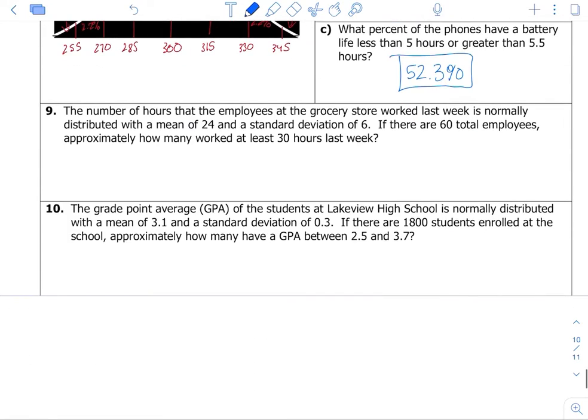So the number of hours that the employees at the grocery store worked at least is normally distributed with a mean of 24. So a mean value of 24 and a standard deviation of 6. If there are 60 total employees, approximately how many worked at least 30 hours last week? Probably it works best if you guys are given a visual.